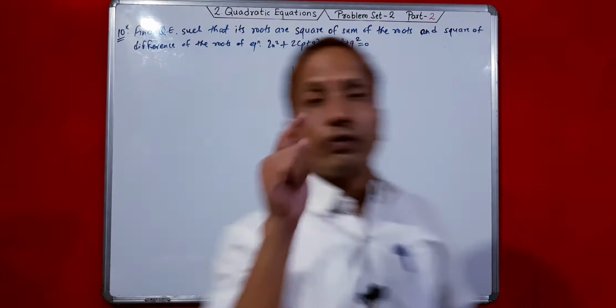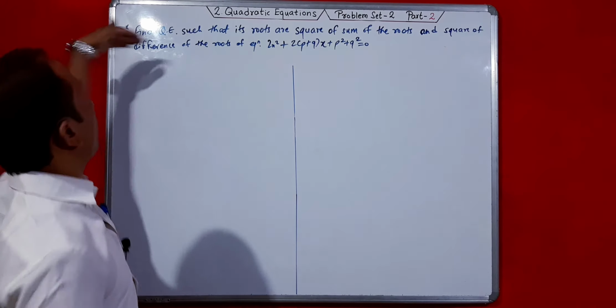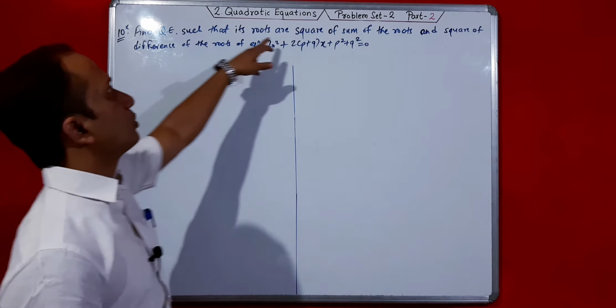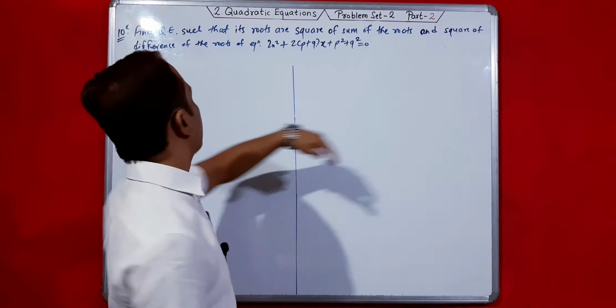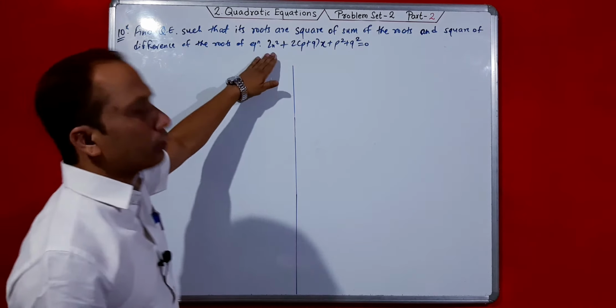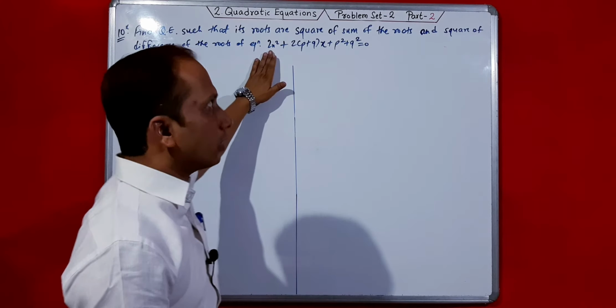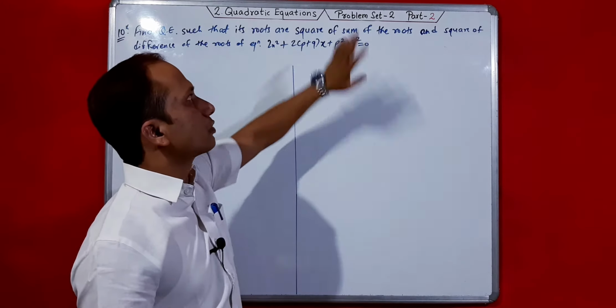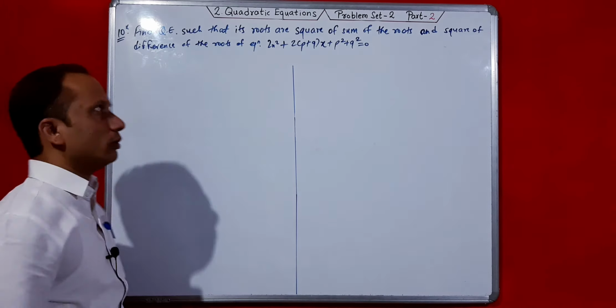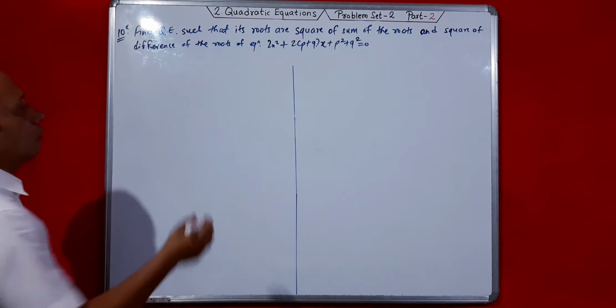Okay, so we'll solve question number 10. In this question, find the quadratic equation such that its roots are the square of the sum of the roots and the square of the difference of the roots of the given equation. We have to find the roots of this given equation, and then use the sum and difference of the roots, combined. Okay, so we'll do that.